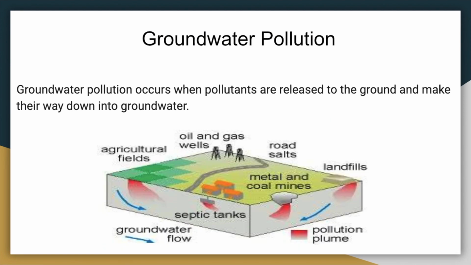Groundwater pollution. Groundwater pollution occurs when pollutants are released to the ground and make their way down into the groundwater. For example, when humans apply pesticides and chemicals to soils, they are washed deep into the ground by rainwater. This gets to underground water, causing pollution underground, as well as man-made products such as gasoline, oil, road salts, and chemicals get into the groundwater and cause it to become unsafe and unfit for human use.